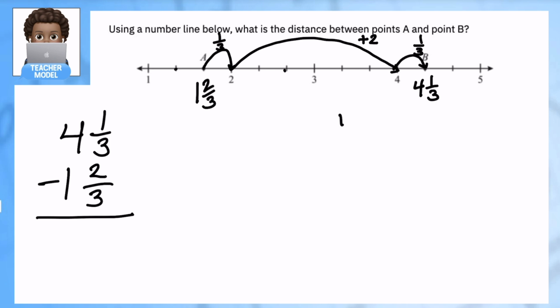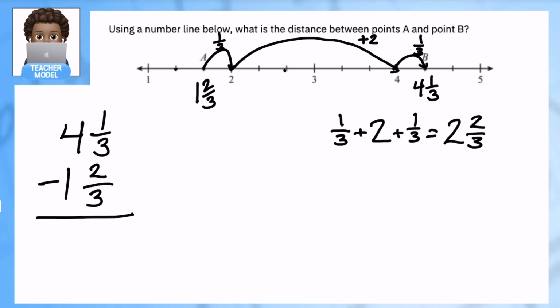And so altogether, I have a distance of 1/3 plus 2 plus 1/3, which is 2 2/3. That is the difference between those two numbers. That's the distance between those two numbers. So that's one really cute method that you can use, is just using a number line. Let's look at this way.